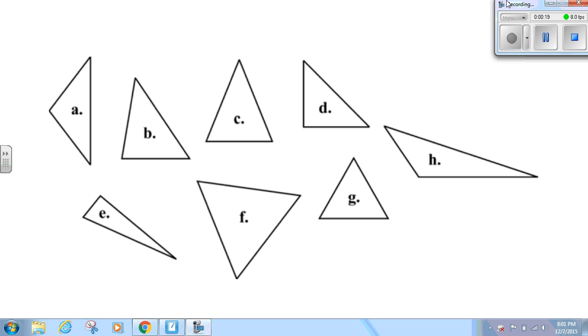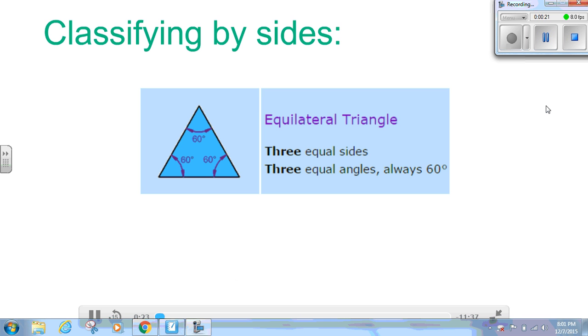First, we're going to discuss how to classify triangles based on their sides. The first triangle we're going to talk about is an equilateral triangle. You can see the root word equal, and that just means that there are 3 equal sides and 3 equal angles. And since triangles add up to 180 degrees, if you divide that by 3, you will always get 60 degrees in an equilateral triangle.